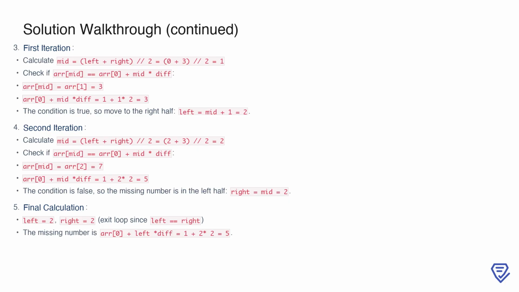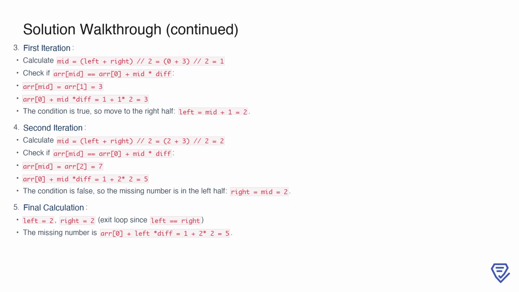In the second iteration, we calculate mid as (2 + 3) // 2 equals 2. At this point, arr[mid] is 7, but the expected value is 1 + 2 * 2 equals 5. The condition is false, meaning the missing number is in the left half, so we set right to mid, which is 2. With left and right both equal to 2, we exit the loop.